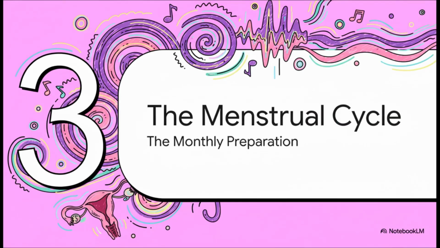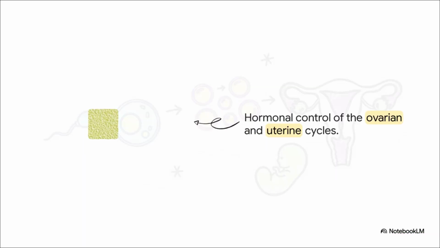Section 3. The menstrual cycle. This brings us to what is arguably one of the most important topics in this whole chapter. The menstrual cycle is the reproductive cycle you see in humans and other female primates, and it's this incredibly complex, beautiful dance of hormones that prepares the body for a potential pregnancy month after month. Honestly, this graph is the key to understanding the entire menstrual cycle. It shows you the levels of 4 key hormones over a typical 28-day cycle.